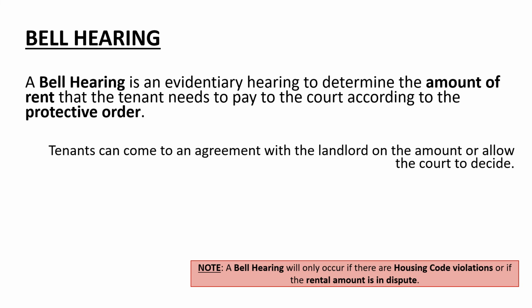Bell hearing. A bell hearing is an evidentiary hearing to determine the amount of rent that the tenant needs to pay to the court according to the protective order. Tenants can come to an agreement with the landlord on the amount or allow the court to decide. Note, a bell hearing will only occur if there are housing code violations or if the rental amount is in dispute.